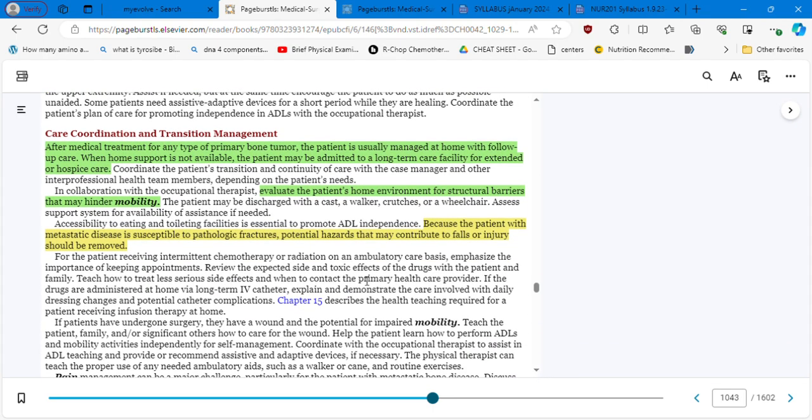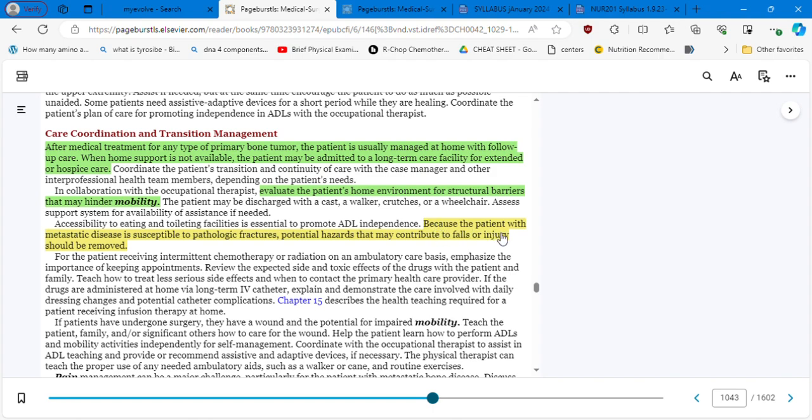Care coordination and transition management. After medical treatment for any type of primary bone tumor, the patient is usually managed at home with follow-up care. When home support is not available, the patient may be admitted to a long-term care facility for extended or hospice care. Evaluate the patient's home environment for structural barriers that might hinder mobility in the case the patient goes home.